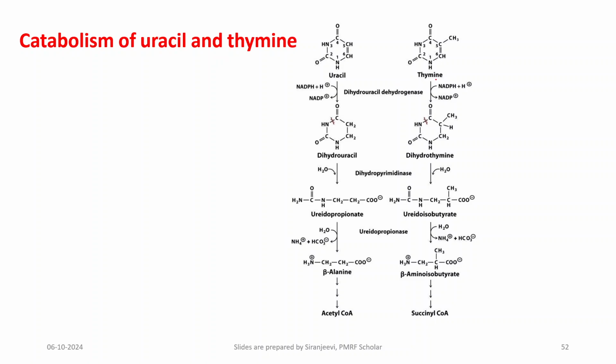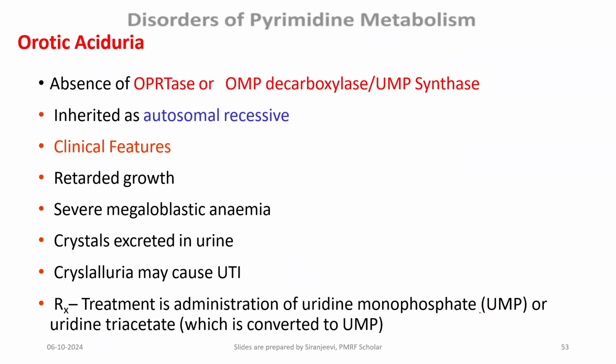Uracil and thymine, in the presence of dihydrouracil dehydrogenase, will be converted to dihydrouracil or dihydrothymine. In the presence of dihydropyrimidinase, they will be converted to ureidopropionate or ureidoisobutyrate, and then ureidopropionase will come and convert them to beta-alanine and beta-aminoisobutyrate. Finally, they will be converted to acetyl CoA and succinyl CoA, which will enter the TCA cycle, fatty acid metabolism, or carbohydrate metabolism at the end of the day.